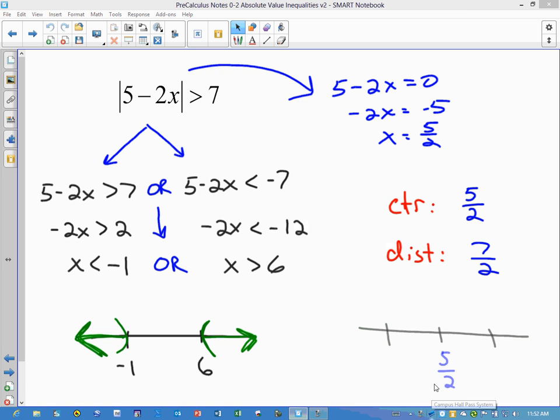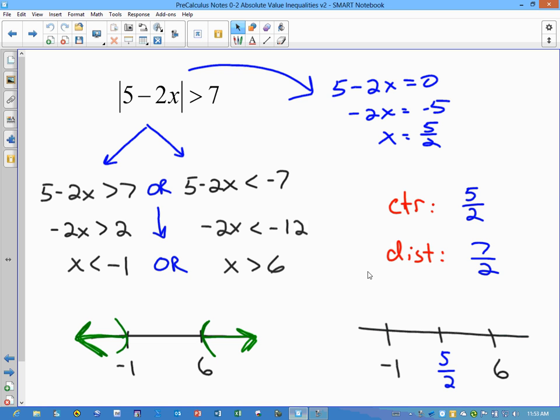That means I have a number line centered at 5 halves. And then if I subtract 7 halves, 5 halves minus 7 halves would be -2 halves, and -2 halves is the same as -1. If I add 7 halves, 5 halves plus 7 halves would be 12 halves, and 12 halves is 6.